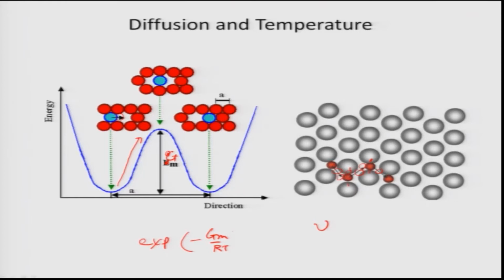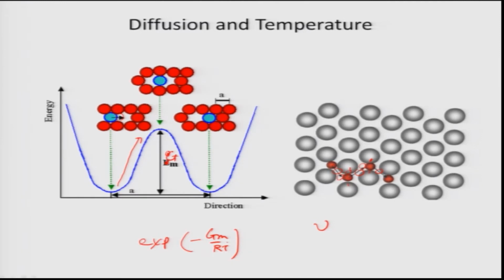So the probability of the number of atoms which have sufficient energy to cross over this barrier will be exponential minus Gm by RT, because R is for 1 mole and k is for a single atom. Gm by RT or Gm by kT is the energy available to the atom to cross the barrier. RT is the thermal energy and Gm is the barrier height. Therefore, that fraction is the probability that the atom will cross over this barrier.